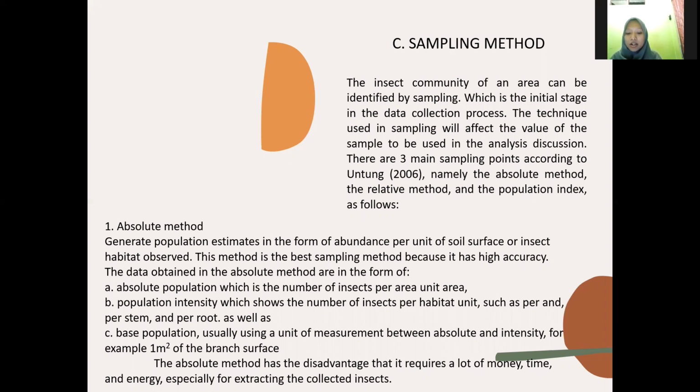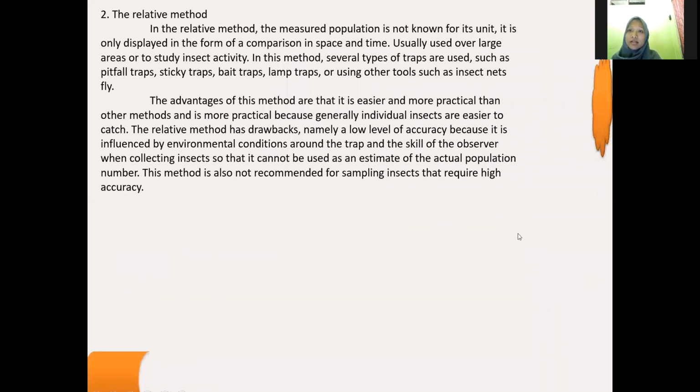Second, population intensity, which shows the number of insects per habitat unit, such as per plant, per stem, per root. The third one is base population, usually using a unit of measurement between absolute and intensity, for example, 1 meter per kg of the plant surface. The absolute method has the disadvantage that it requires a lot of money, time, and energy, especially for extracting the collected insects.